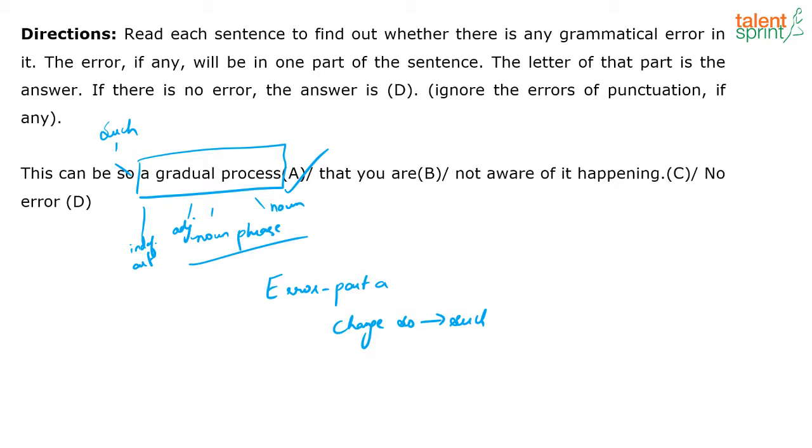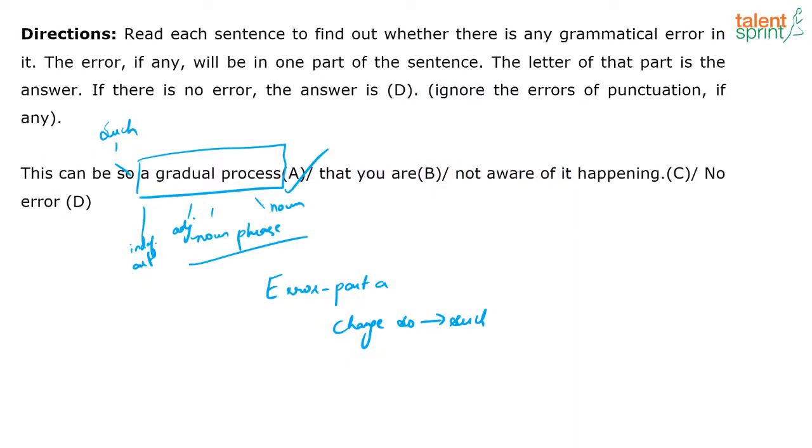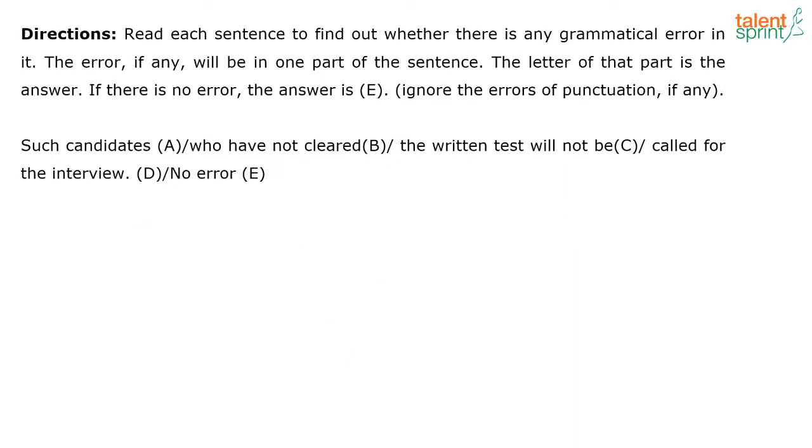Not aware of it happening is absolutely fine, no problem. I'm not aware that something is happening in the cafeteria right now. Correct sentence, no? There's nothing wrong with happening. Which means it's just talking about something that is happening currently, ongoing. The action is continuous right now. So, let's look at the next one.